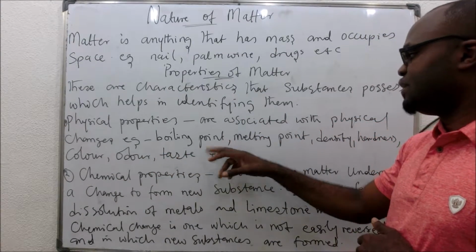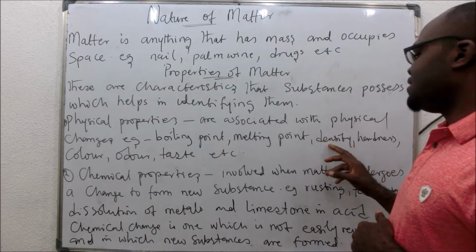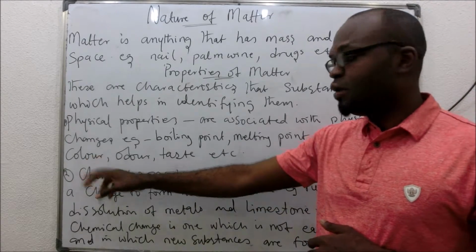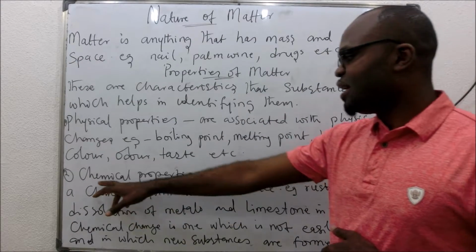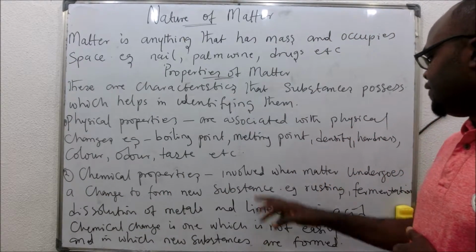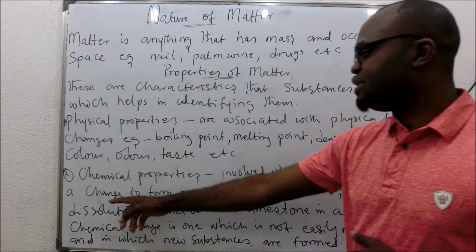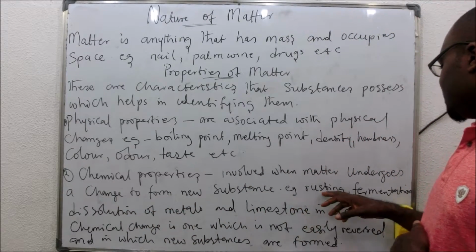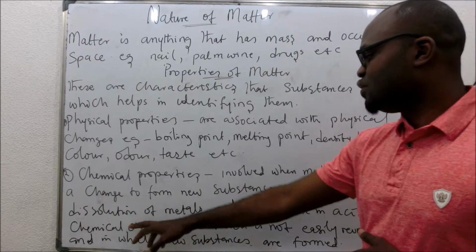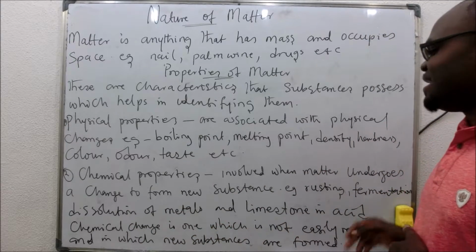Now, physical properties are those properties that are associated with the physical changes. Example is boiling point, melting point, density, hardness, color, odor, taste, etc. Chemical properties are those involved when matter undergoes a change to form a new substance. Example is roasting, fermentation, dissolution of metals and limestone in acid.